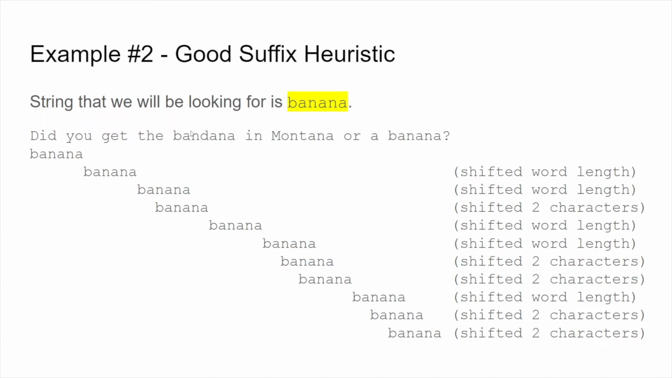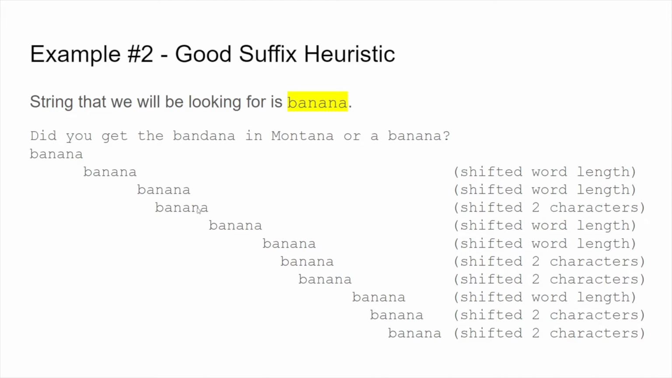We see that A lines up with A in banana, and then looking at the next character over, B and N do not line up. So we would have to look for another instance of A that lines up within our word, and that would be shifting 2 characters over.